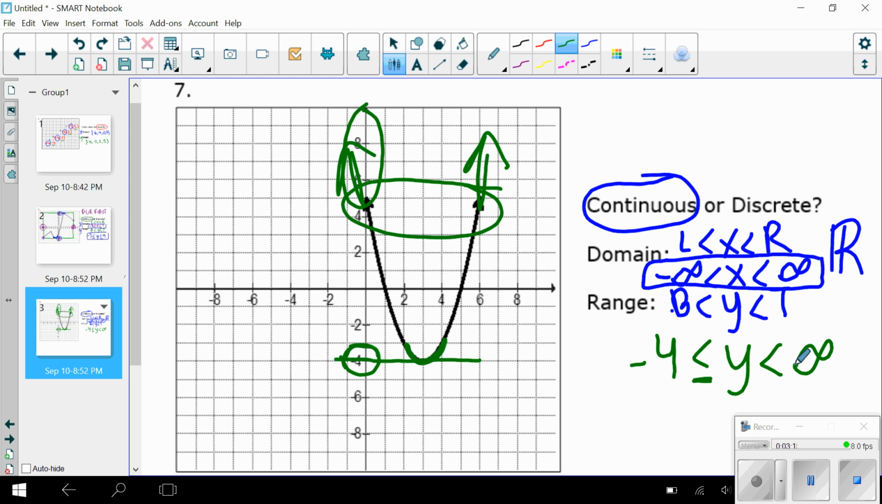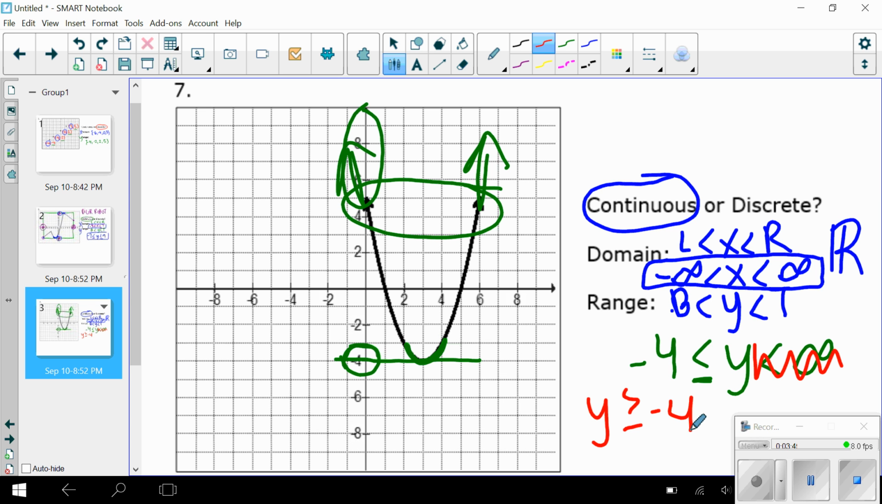Now we can simplify this a little further. It's not really necessary to write this part here. If y is between -4 and infinity, can we just say that y is greater than or equal to -4? Because infinity isn't really a top boundary, right? Because there's no number bigger than infinity. So just saying that y is greater than or equal to -4 will work.